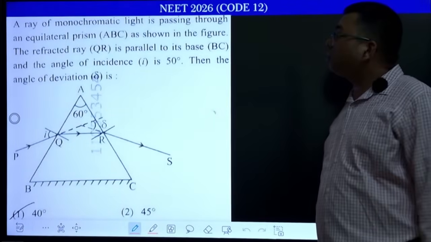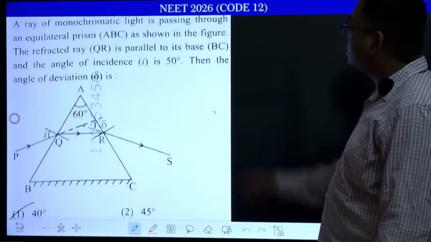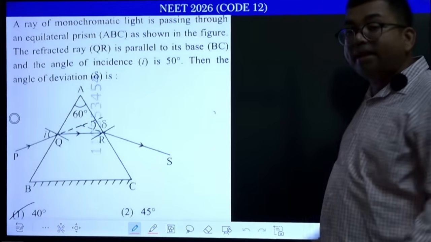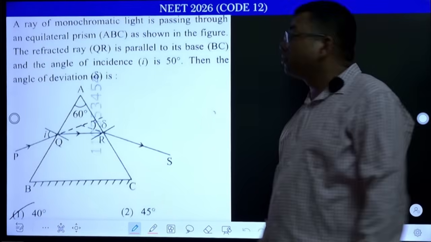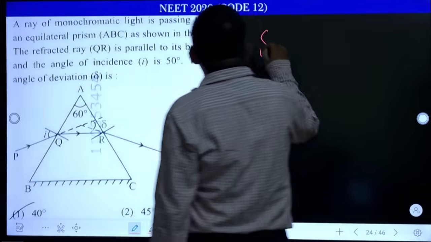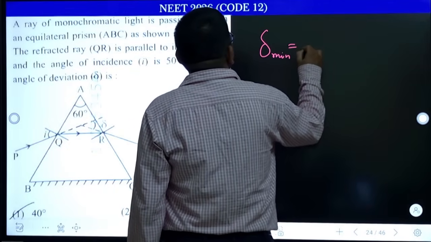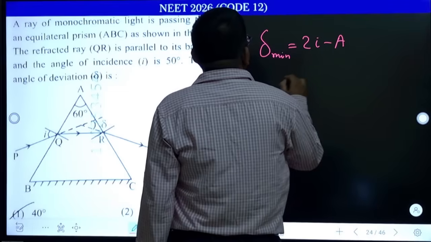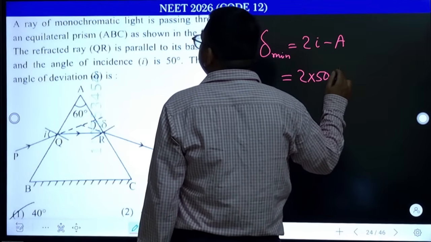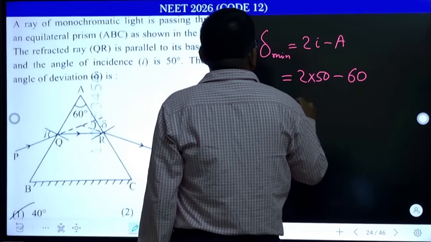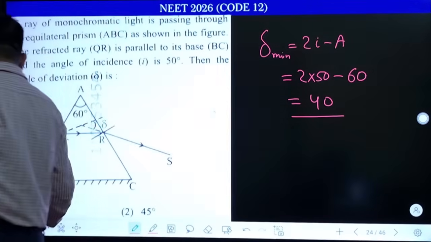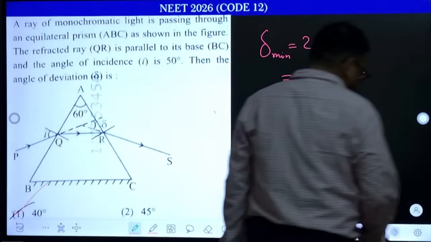A ray of monochromatic light is passing through an equilateral prism. Refracted QR is parallel to the base means minimum deviation, that's all. And the angle of incidence is given, then the angle of minimum deviation formula is 2i minus A. Just do that. So 2 into 50 minus prism angle, how much? Equilateral means 60 degree. So 100 minus 60, 40, that is the answer. Okay, right. Let us move next.